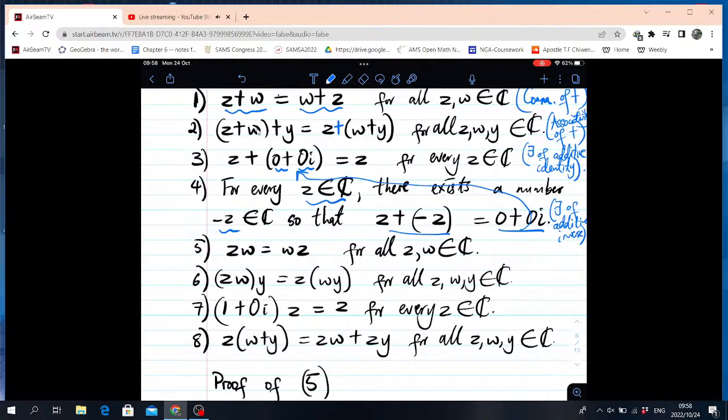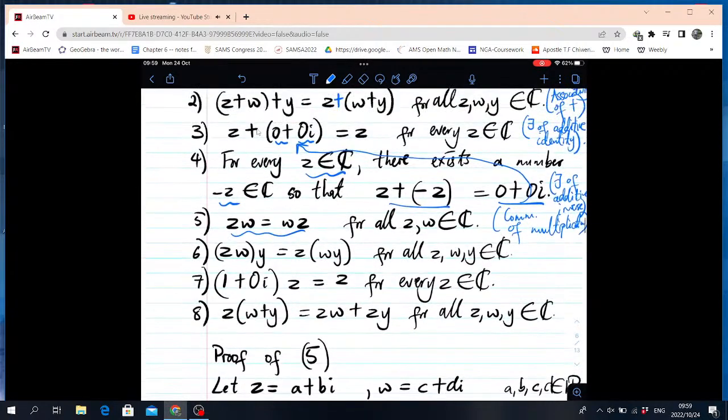And now we move to multiplication. So for real numbers, we know that a times b is equal to b times a. We have this for complex numbers also. So this is commutativity of multiplication. And then we also have associativity of multiplication.